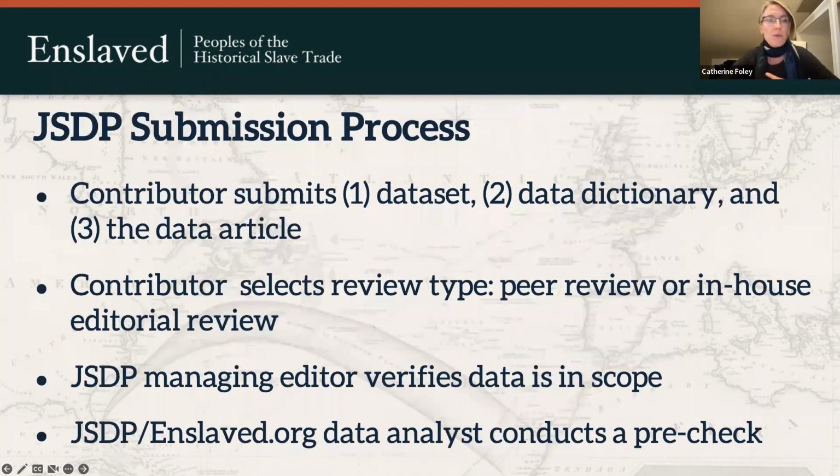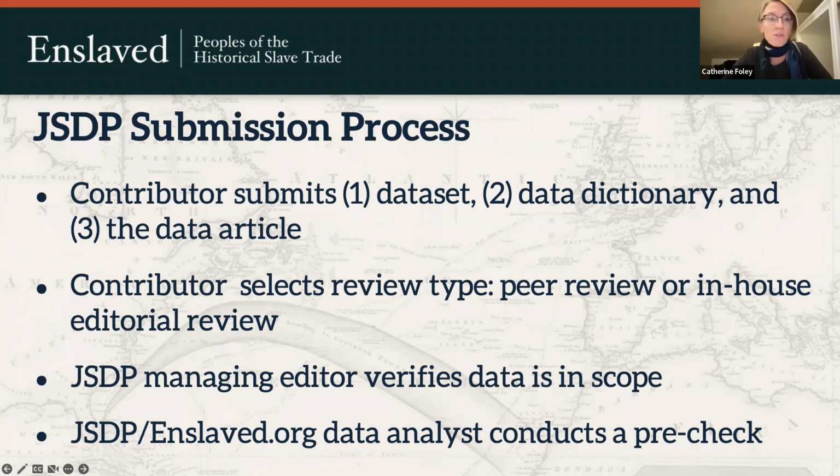So the submission process for the Journal of Slavery and Data Preservation includes these main steps. First, a contributor submits material to the journal, and these are the 3 pieces that they contribute. They contribute a data set, which is the structured information from the historical document, basically a spreadsheet. And then they contribute as well the field names, a data dictionary, which should include the field names and definitions and information about controlled vocabularies used to standardize the data.